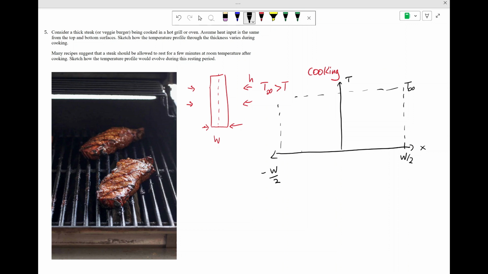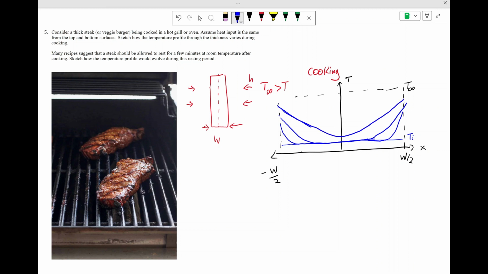So initially, at the start of our process, our steak, right when we put it into the grill or oven, is going to be at a uniform temperature. Let's just call this T_i. Once we start cooking, we start heating up the outside surface. So we'll have a region near the outside surface that is starting to get heated, and then that thermal penetration depth will get greater, and eventually it'll work its way all the way through this thickness.